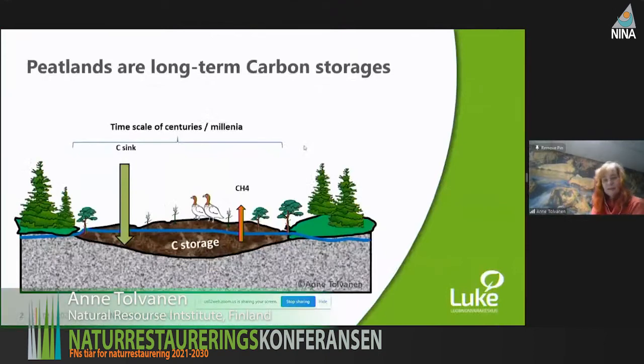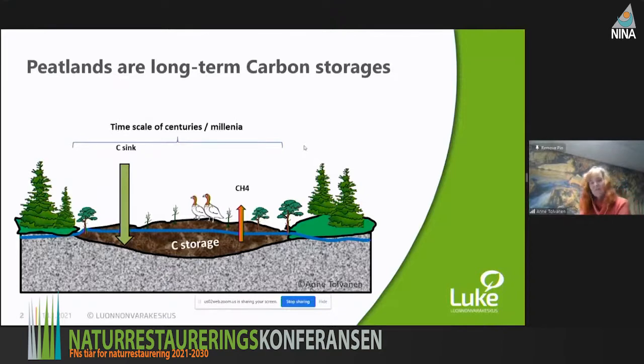I start from the basics. A nice picture which I drew myself, so I'm proud of it. I like nice pictures. So peatlands are long-term carbon storages. They are like a slowly accumulating bank account, which accumulates carbon during a time period of centuries or even millennia.